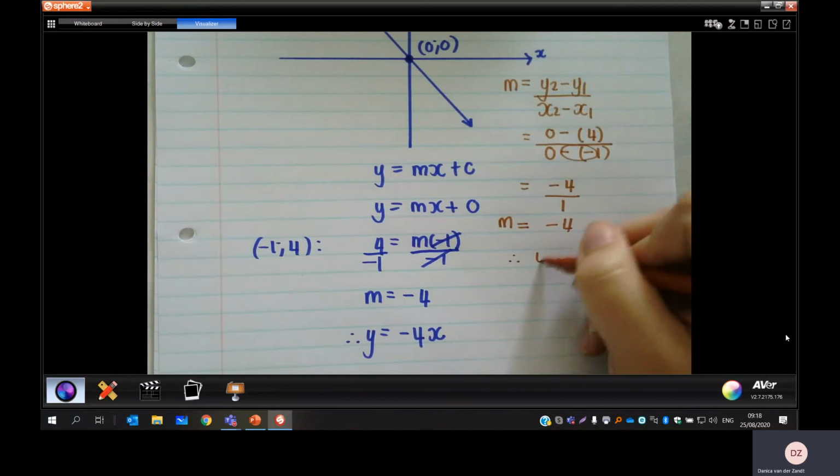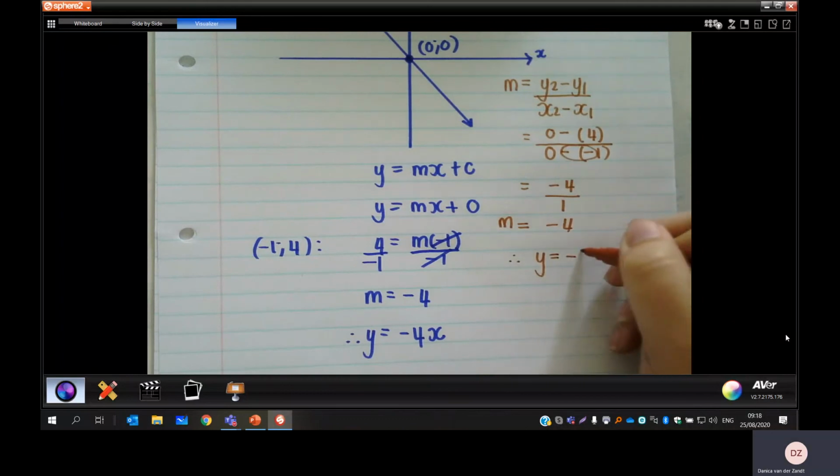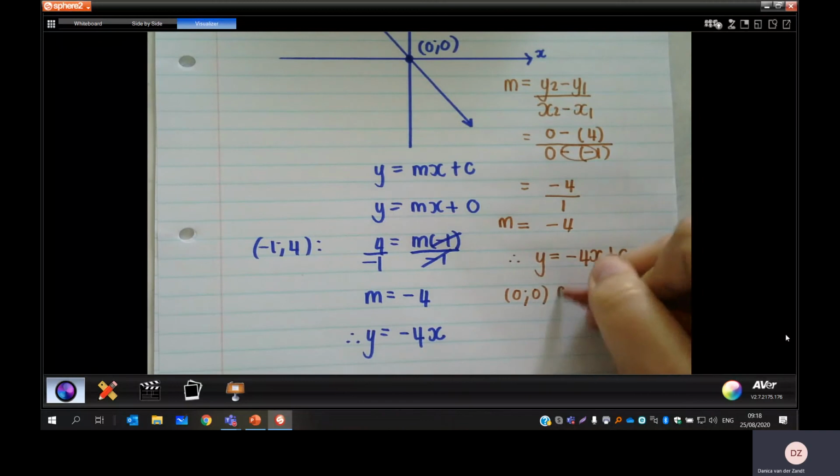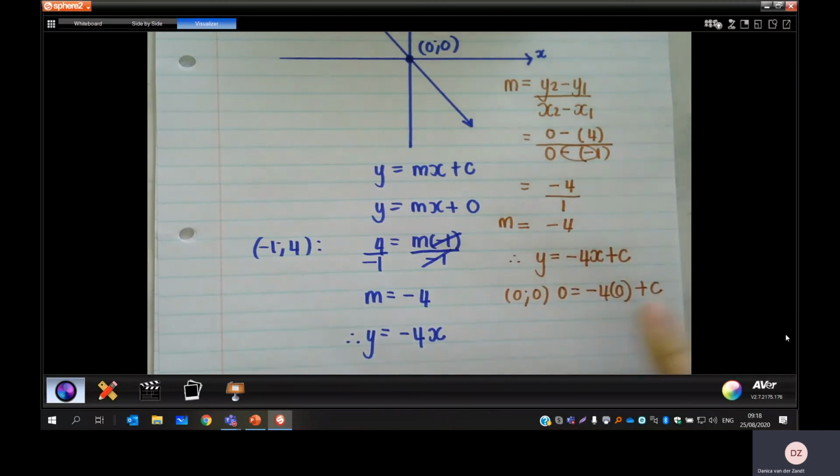Substitute in and get an updated equation. -4x plus c. Take any coordinate you can choose. Let's take 0 and 0. 0 equals -4 times 0 for x plus c. -4 times 0 is just 0. And updating once more. So you would not land up in trouble if you didn't identify it the first time, Jessica.